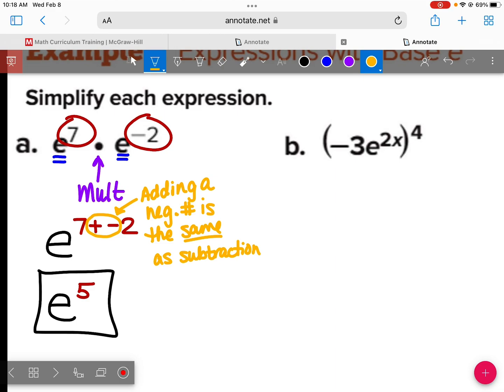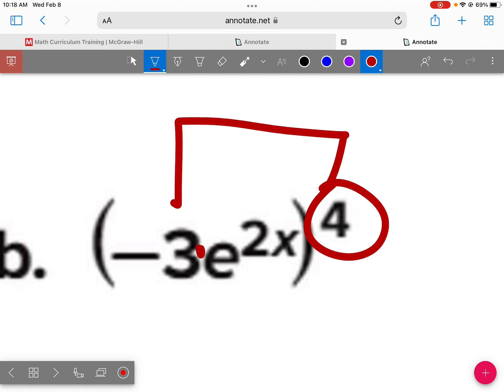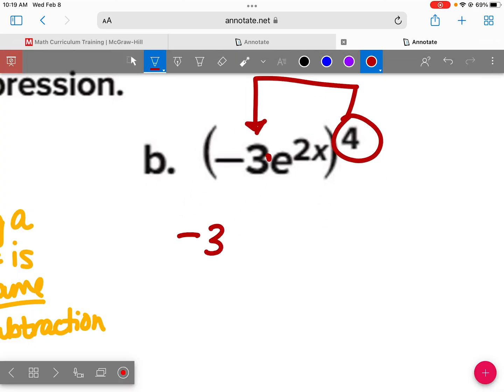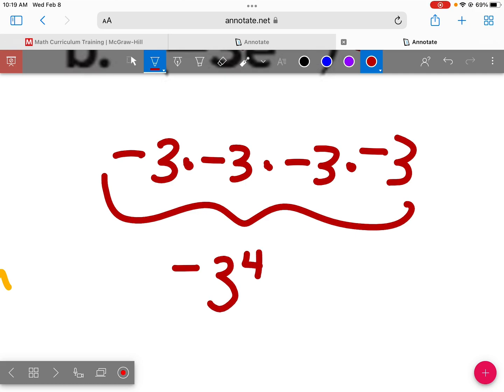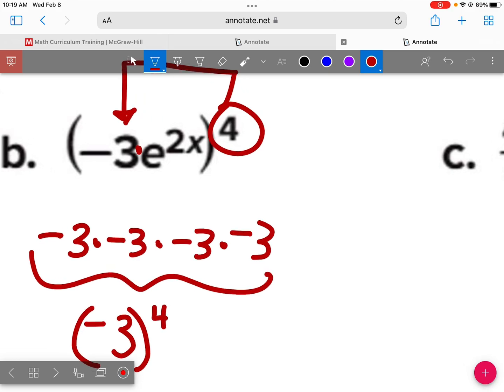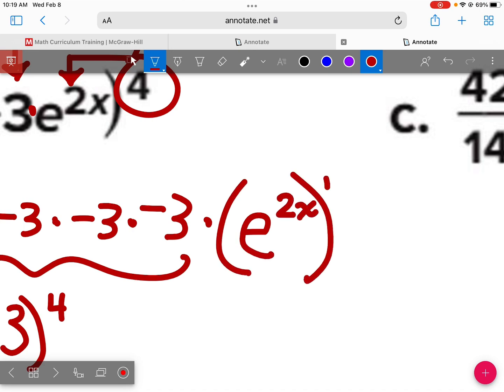Middle one here. We have a 4 on the outside of the parentheses. That 4 will affect what? Everything. It's going to affect this negative 3. So I'm going to have negative 3 times negative 3 times negative 3 times negative 3, which is the same thing as negative 3 to the 4th power. I'm going to pop it inside parentheses. And then it's also going to affect this, e to the 2x times itself 4 times.